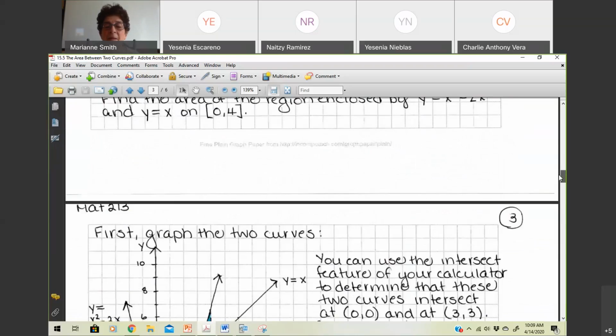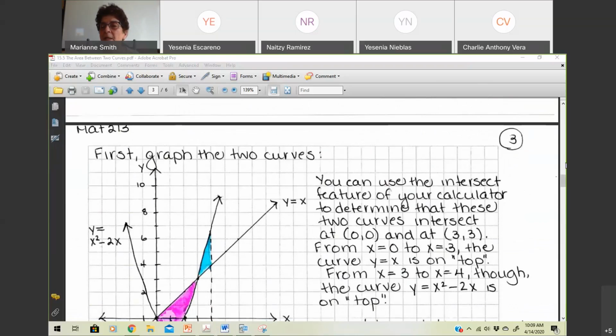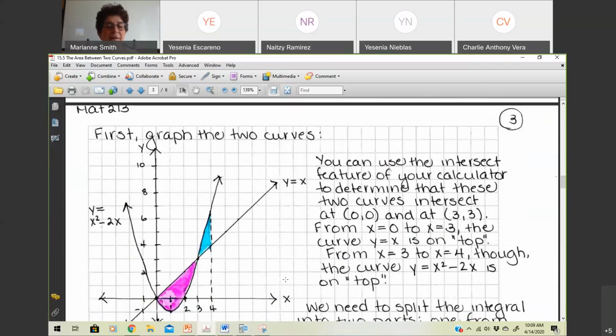So we're going to graph the two curves. And again, I'm using my intersect feature or Desmos or whatever. And I notice, hey, these two curves cross, but look at what happens on the first part of the interval, from 0 to the intersection point, which looks like it's 3. From 0 to 3, the linear is the top curve. Then from 3 to 4, the quadratic is the top curve. So they switch places. This is something that requires you to break the integral into two separate integrals.